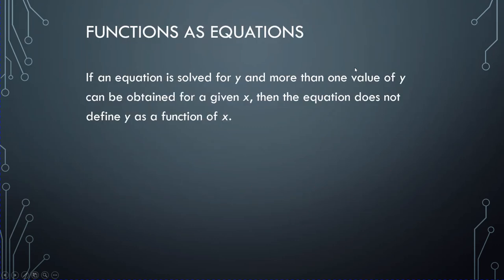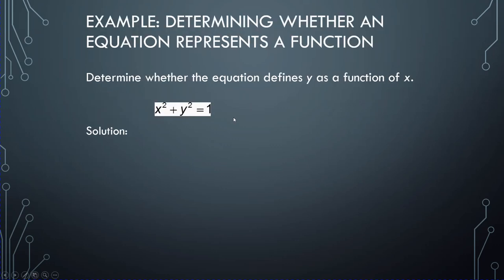All right. So if an equation is solved for y and more than one value of y can be obtained for a given x, then this equation does not define y as a function of x. So if you wanted to know whether the relationship between x and y is a function, you take that equation and solve it for y, and if each x value gives you more than one y value, it's not a function. Okay, that's going to be a little confusing, but let me show you here.